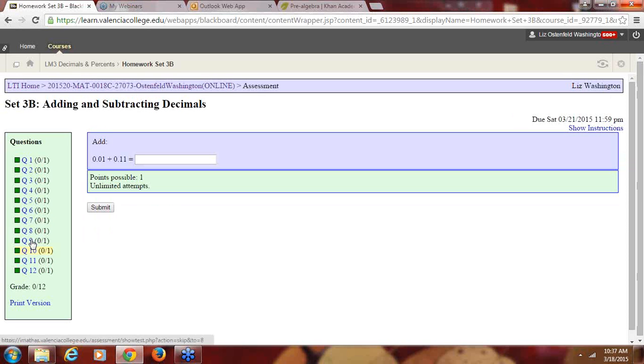Skip around a little bit more. This is pretty straightforward. I think this is more about an illusion in your eyes sometimes. You got 0.01 added to 0.11. So you got a 2 there and a 1 there. Alright, let me go to a couple more sections.